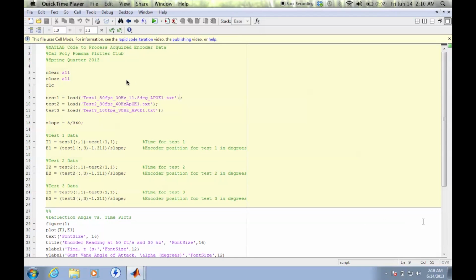After acquiring encoder signals at several speeds and frequencies, the data was loaded into MATLAB. Tests were run at 50 feet per second and 30 Hz, 30 feet per second and 60 Hz, and 100 feet per second at 30 Hz. We also included the slope given in the datasheet to be able to determine position from the encoder voltage.